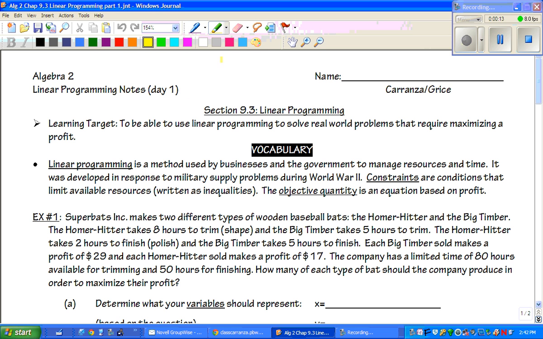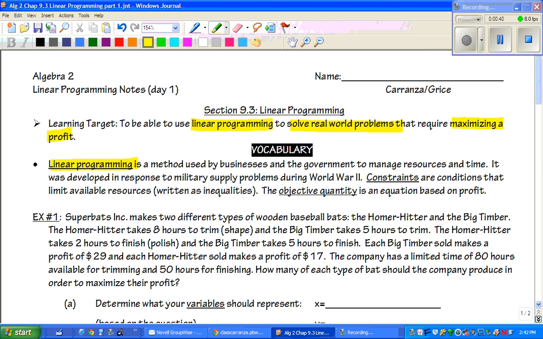Our learning target today is to be able to use linear programming to solve real-world problems that require maximizing a profit. Let's get started with vocabulary. Linear programming is a method used by businesses and the government to manage resources and time. It was developed in response to military supply problems during World War II.